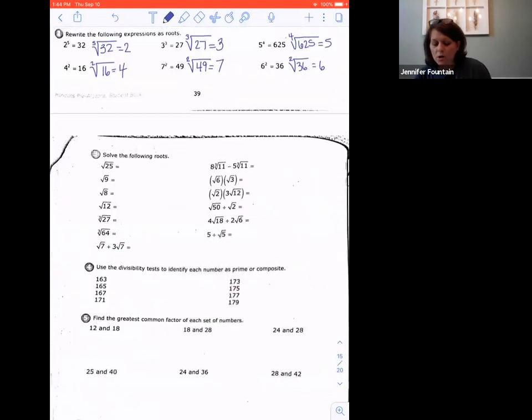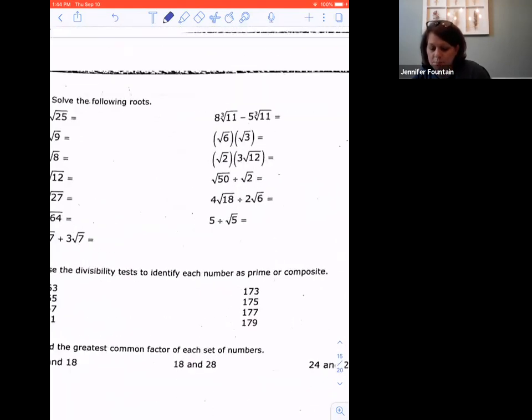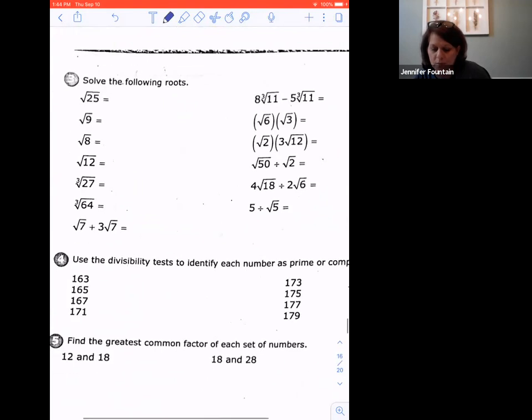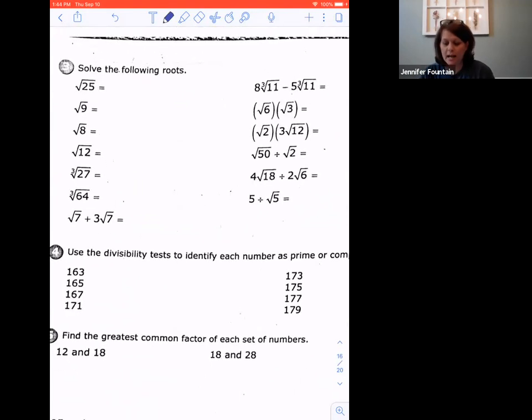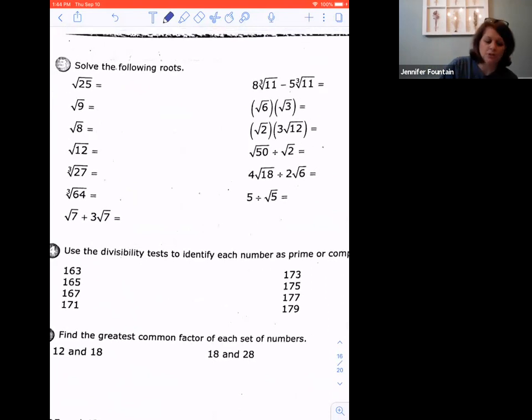Let's go ahead and work on solving roots. I want you to work on these right now, and I want you to let me know if you have questions. We're going to work on activities 3 right now, working on just solving the roots, adding, multiplying, subtracting, and dividing. I want you to be able to ask me questions if you get stuck on something. So we'll take a little bit of time and work on these. Let me know if you need help.